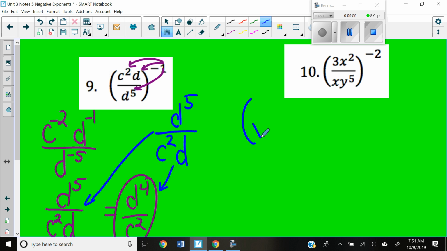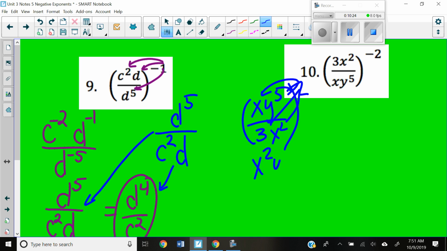So I get my x, oops, I get 3, let's try that again. So I can get x, y to the 5th on top, and 3x squared on the bottom, but I still have to keep the 2 on the outside. I just flipped the inside and that got rid of the negative, but I still have to deal with the 2. Okay, so everything inside is going to get a squared. So x squared, y to the 10th, over 3 squared, x to the 4th.